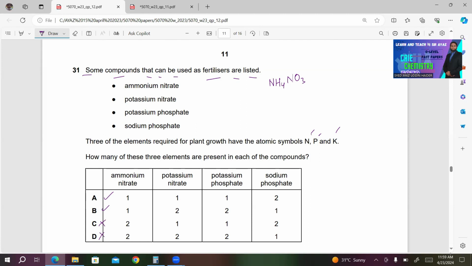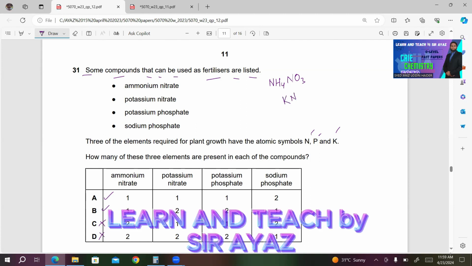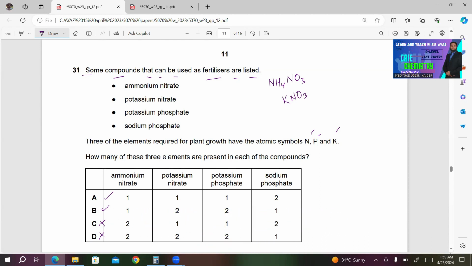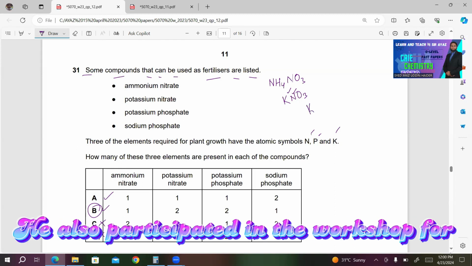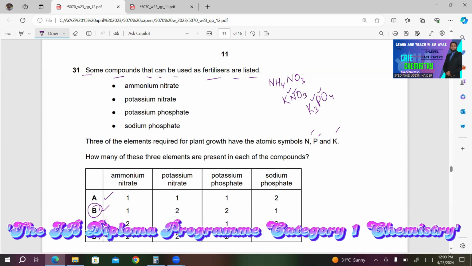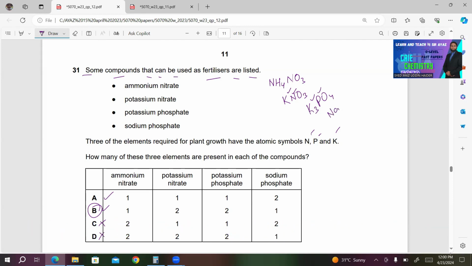What about potassium nitrate? The formula for potassium nitrate is KNO3. We have 2 elements, K and N. So it must be B. B must be the right answer. For your convenience, I am counting the elements for potassium phosphate and sodium phosphate. Potassium phosphate is K3PO4. So K and P, these are the 2 elements present. So it must be 2. What about sodium phosphate? Sodium phosphate is Na3PO4. So there is only P present. So B must be the right answer in this case.